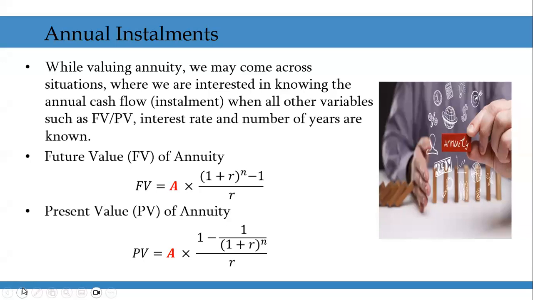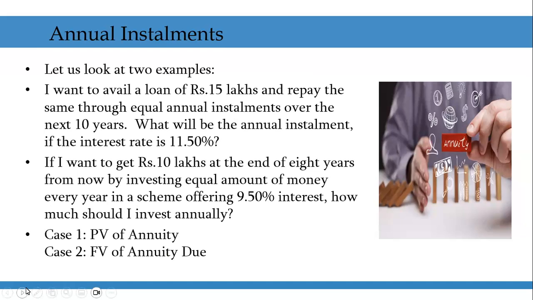Continuing with the same concept, in valuation of annuity, we may come across situations where we are interested in knowing the amount of annual cash flow or annual installment. We will be knowing all other variables such as present value, future value, interest rate, number of years, etc. So the valuation model that we saw in the last session remains the same. The only thing is, in this particular model, we are now interested in A, which is annual installment, whereas R, N, future value, present value, all that is known to us. We may come across many such situations like this. So let us take two examples to understand how this works.